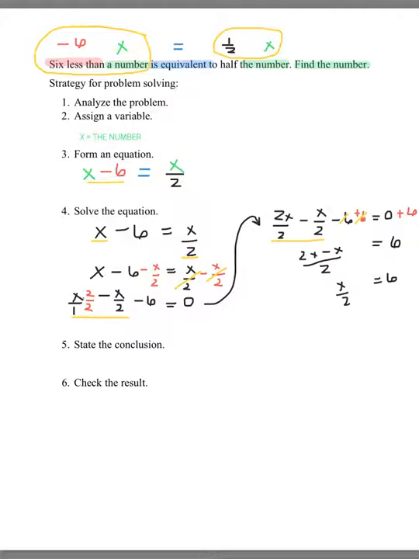Now we want to get rid of the division by 2. The only way to do so is by the opposite operation, which is to multiply by 2. So then the 2s simplify out, and we're left with x. And then 6 times 2 is equal to 12. So that's going to be our solution. So we're going to state the conclusion. Since we were asked to find the number, we're going to say simply that the number is 12. So there we go.